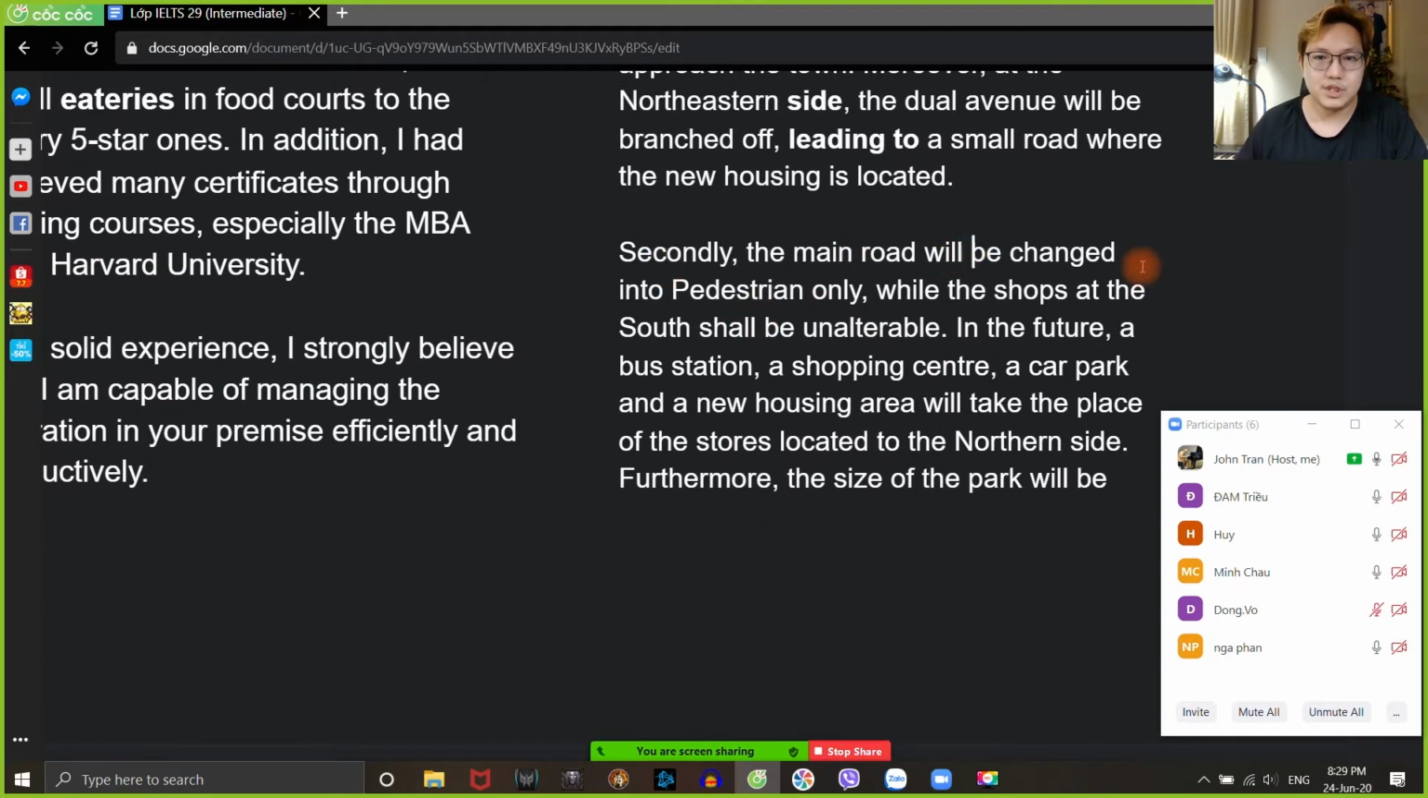Secondly, the main road will be changed into pedestrian only, while the shops at the south shall be what? Unalterable? Sẽ là không thể được thay đổi. Unalterable là không thể được thay đổi. Nó remain unchanged chứ không phải là không thể được thay đổi. Be careful here. It's not unalterable. Shall be unaltered.